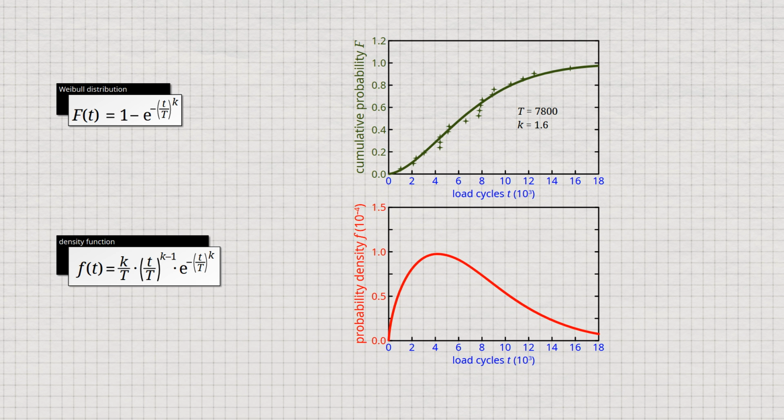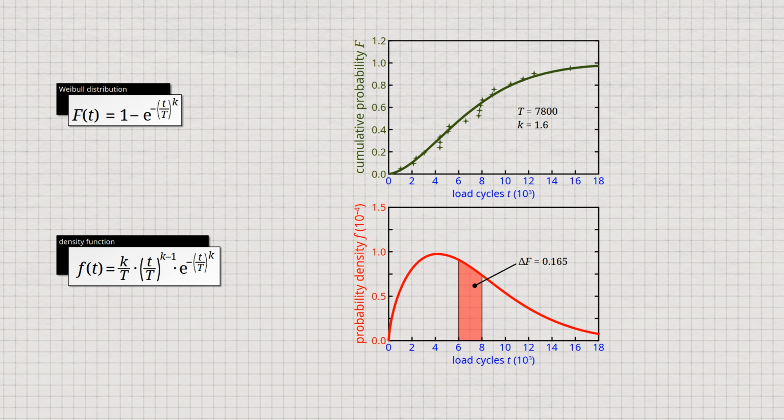The diagram shows the course of the density function for a scale parameter t equals 7,800 and a shape parameter k equals 1.6. In such a diagram, the area under the curve corresponds to the failure probability of a sample within the considered interval. In this case, for example, between 6,000 and 8,000 load cycles, the area under the curve is 0.165. In concrete terms, this means that a sample has a probability of 16.5% to fail within 6,000 to 8,000 load cycles.